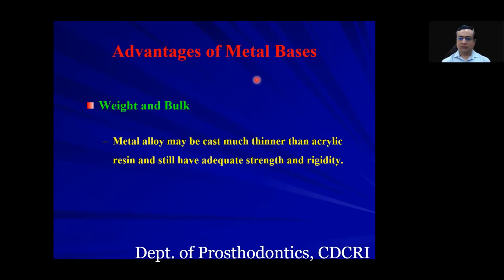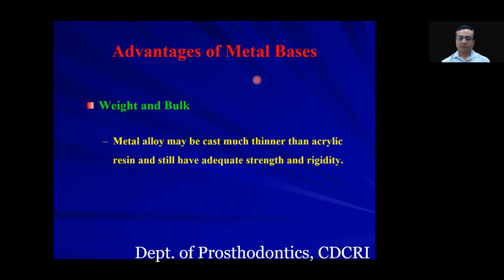But metal again has some disadvantages. Most of the disadvantages are related to aesthetics. It is difficult to attach the acrylic teeth to the metal. But one of the important disadvantages of metal is that you cannot do the relining of the metal. So if there is bone resorption, then you have to completely change the prosthesis. You cannot reline the metal denture base. That is one of the most important disadvantages of metal.